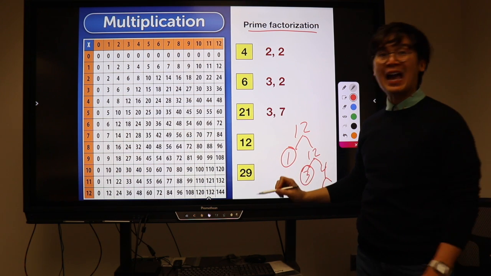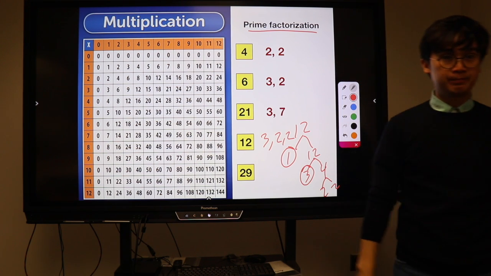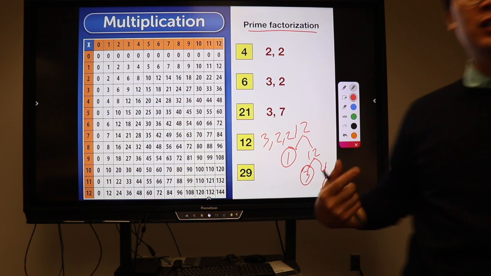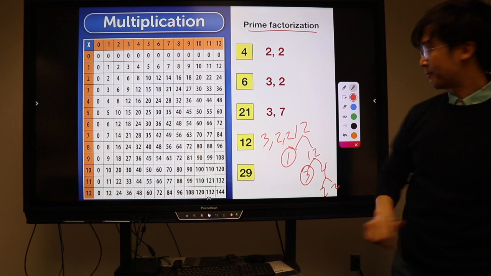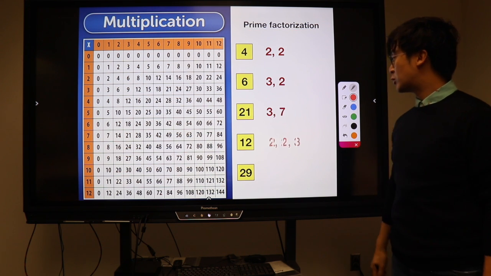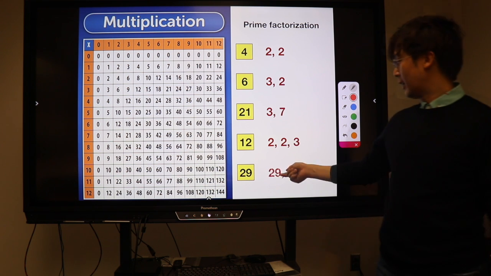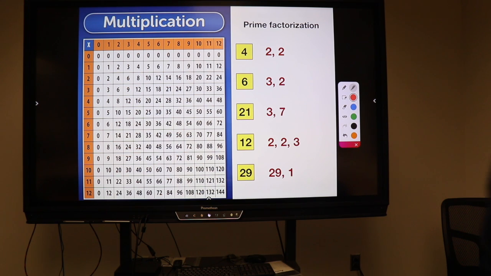For 12, we have 3, 2, and 2. Because we need to break apart the number into its prime factors in order for you to understand fractions. Alright? So do you understand why 12 is 2, 2, 3? Yes. Okay. What about 29? Here. Yeah, 29 and 1. Because 29 is a prime number.